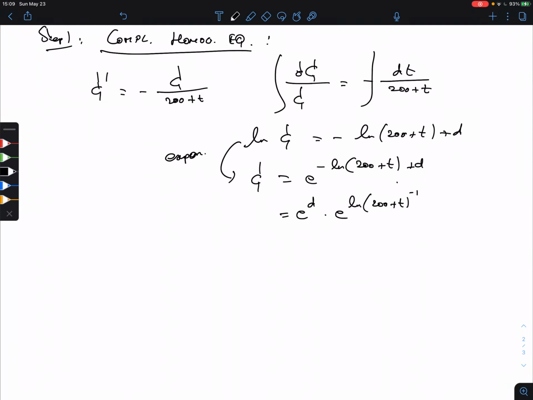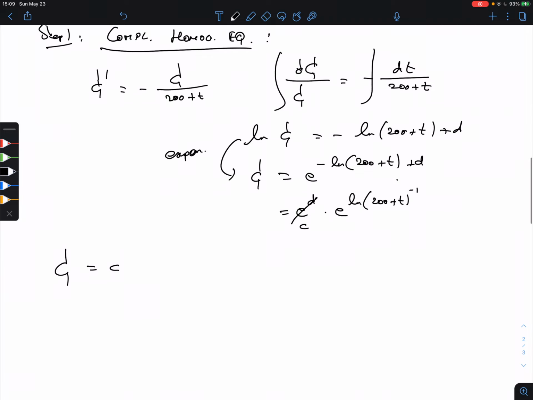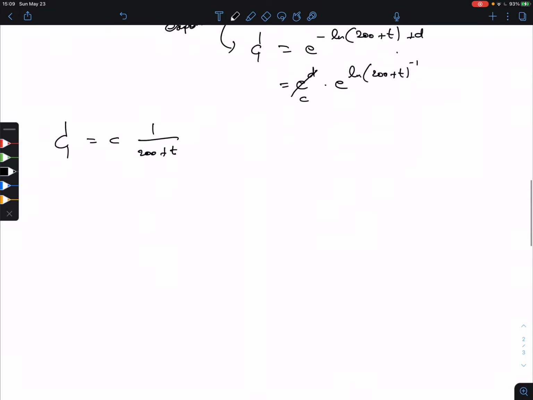Keep it going. So this I'm now going to call little c, to make the difference. That's a bit confusing perhaps. Capital C is little c, and then the e and the ln's cancel, so then we have 1 over 200 plus t. I write it already with the negative exponent, which means reciprocal, right? So that is my general solution.